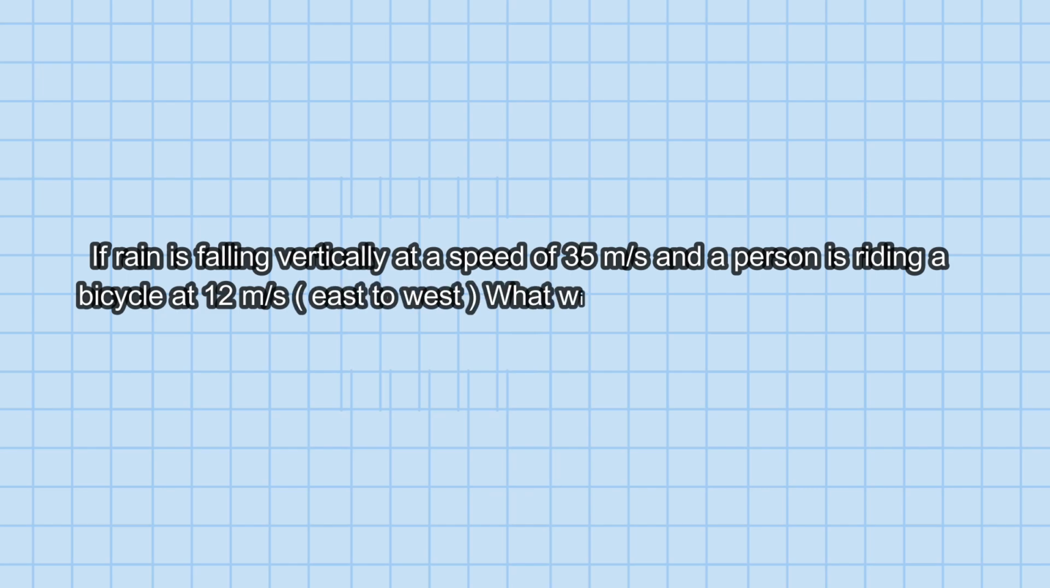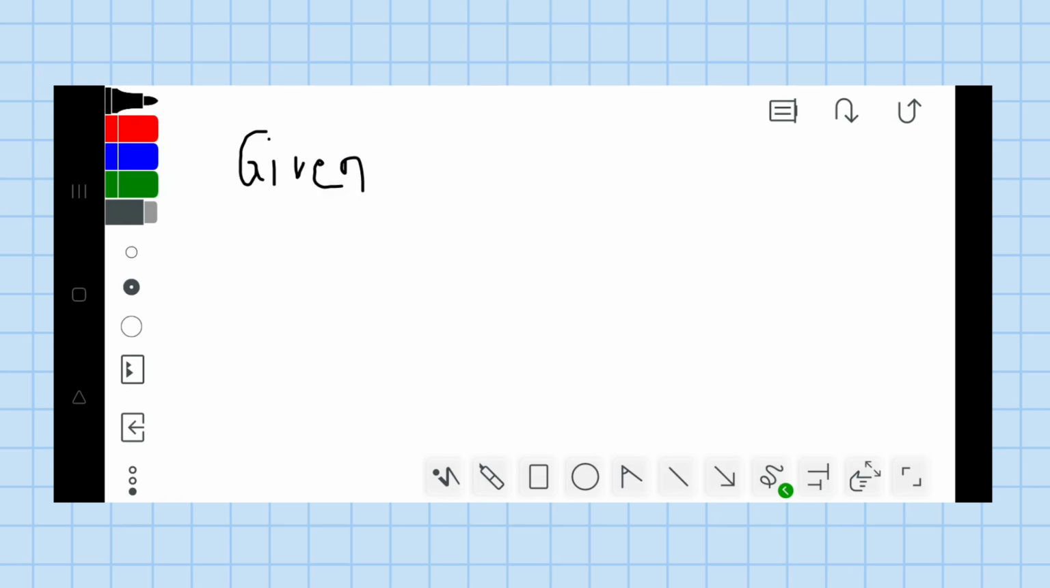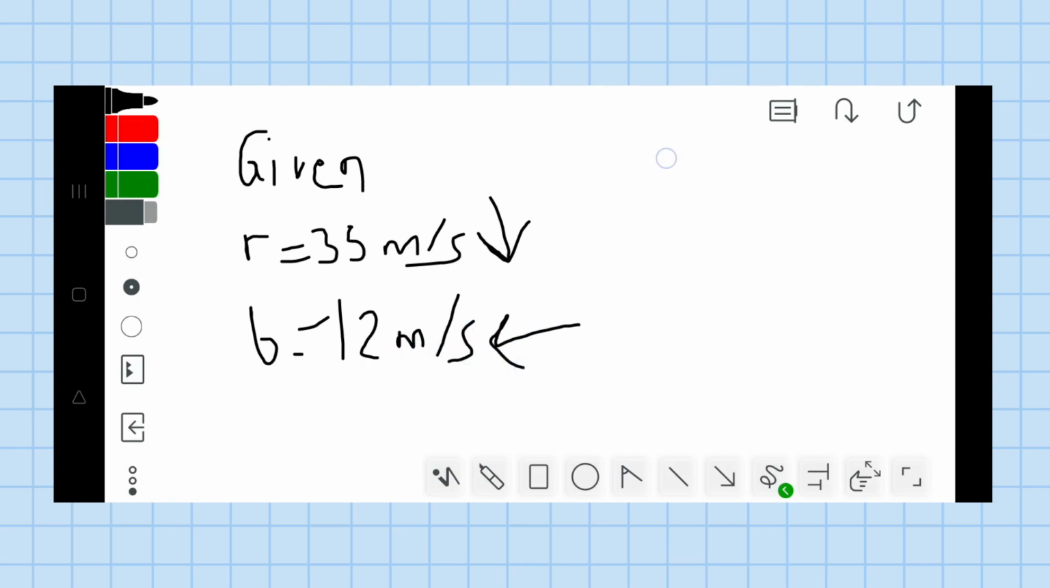Question 2. If rain is falling vertically at a speed of 30 meters per second and a person is riding a bicycle at 12 meters per second east to west, what will be the relative velocity of the rain with respect to the bicycle? For our given, we have the speed of the rain, which is 35 meters per second, heading downwards. As for the bike, it is 12 meters per second, heading to the west.